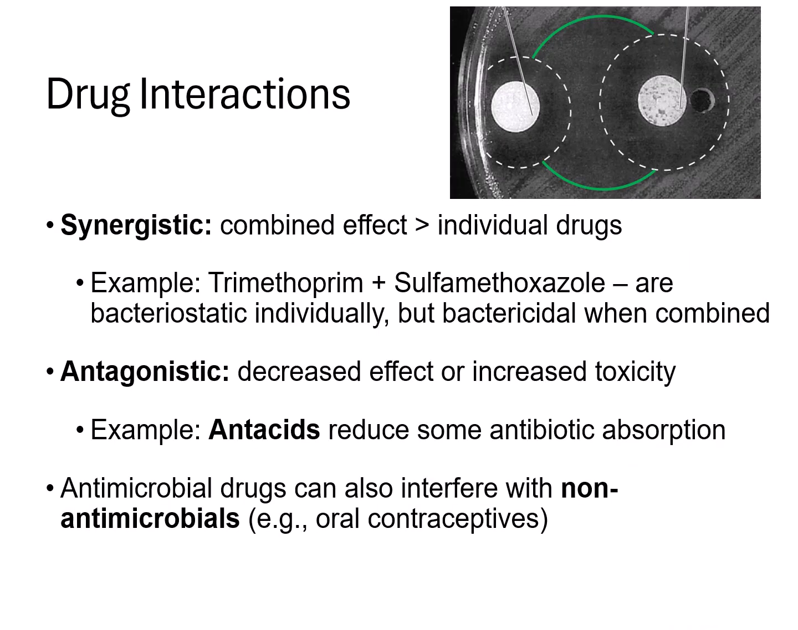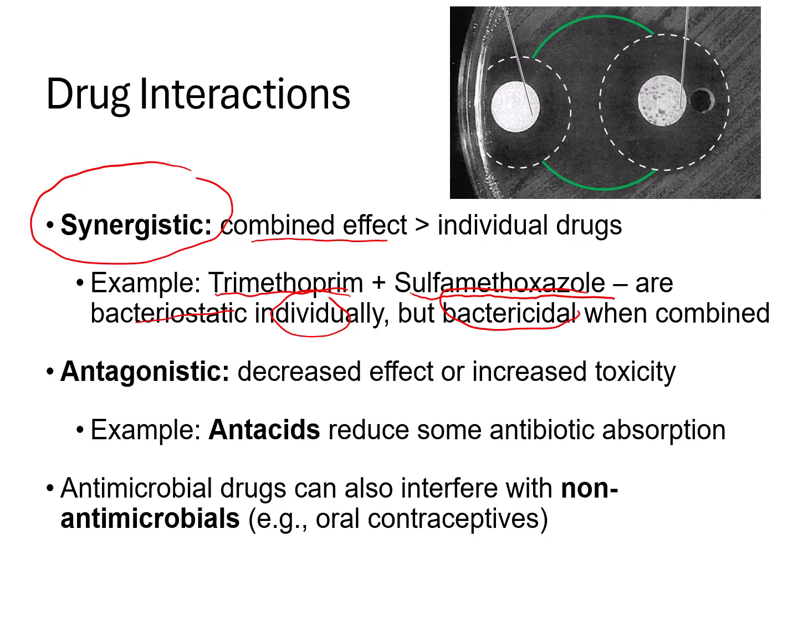In terms of drug interaction, drugs can interact in two major ways. So we either have a synergistic effect. This is when the combined effect of the drugs is greater than their individual effects. An example from our book talks about trimethoprim and sulfamethoxazole. These are individually bacteriostatic, but if you combine the two, they're bactericidal.